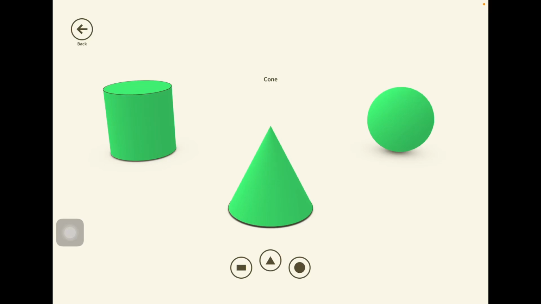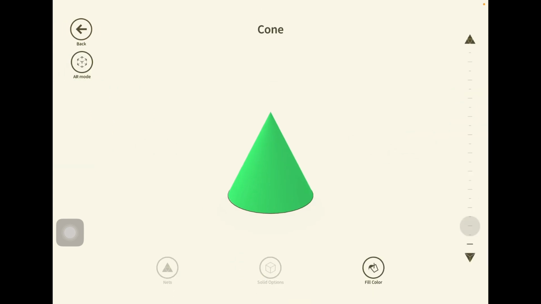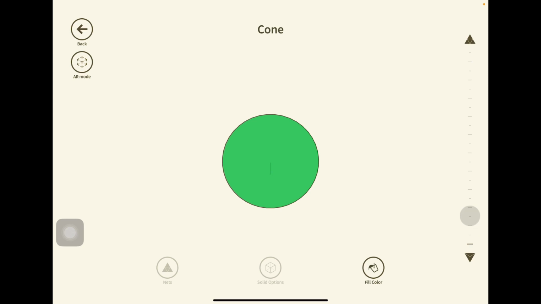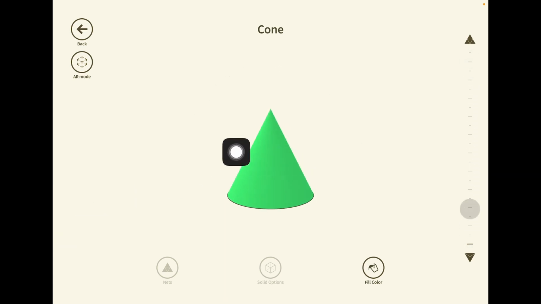Surface area of a cone. Let's take a closer look at the cone. So this is a cone here, you can see that. The bottom part of the cone is a circle, and the upper part of the cone has a slant.